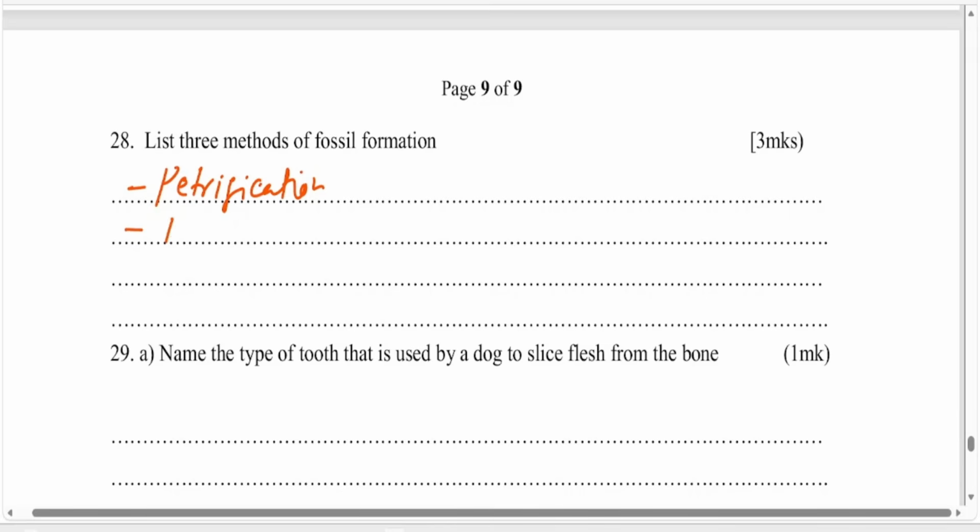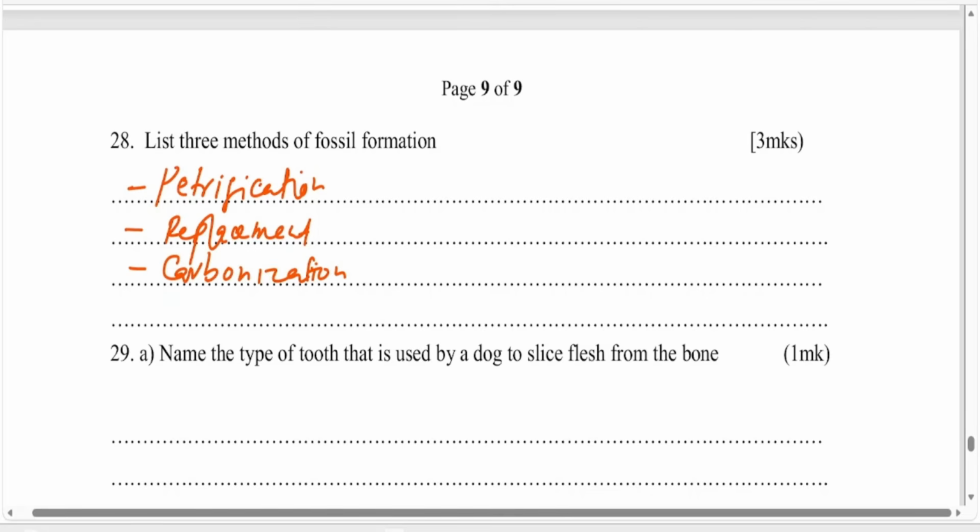We also have replacement. Replacement is where the original material of the organism is dissolved and replaced by a mineral. For example, wood is replaced by minerals and it becomes fossilized, or it becomes a fossil. Then we have carbonization.